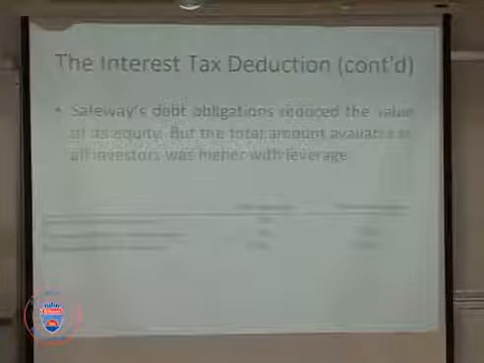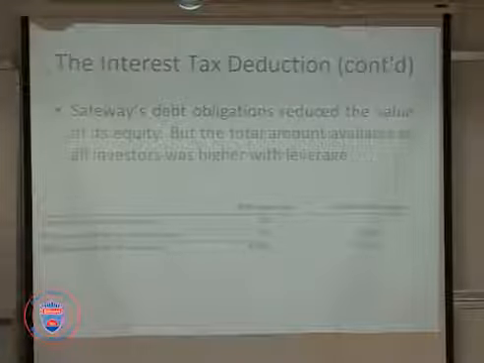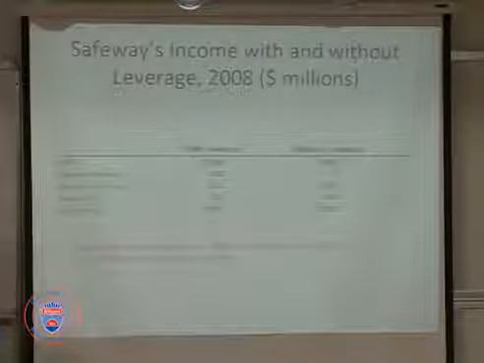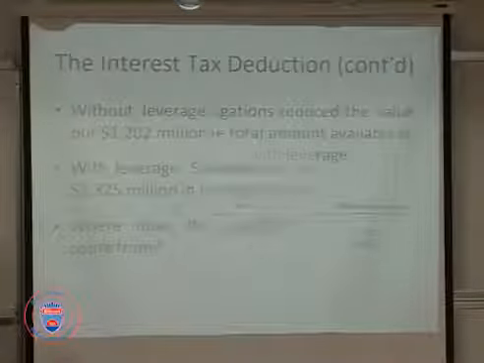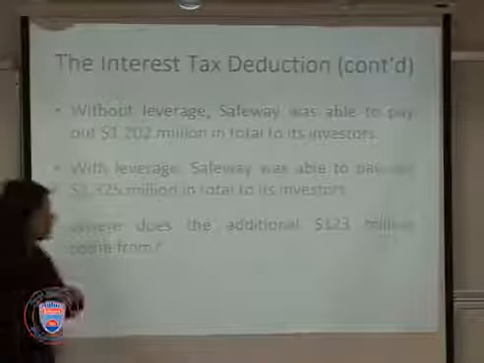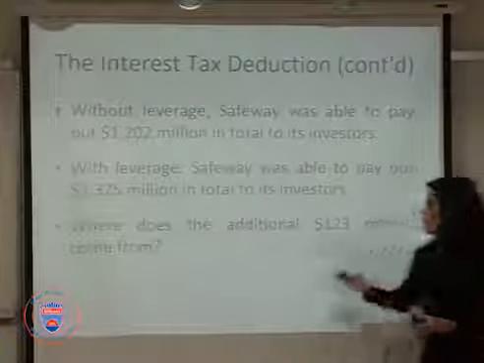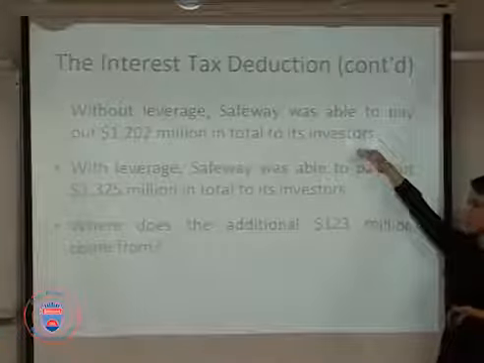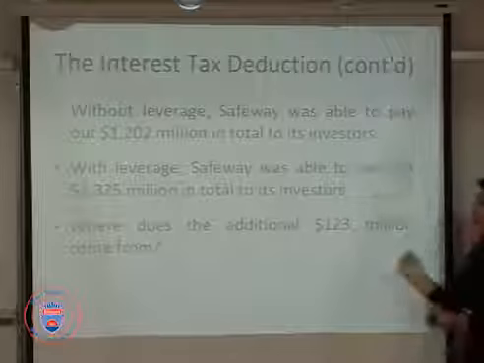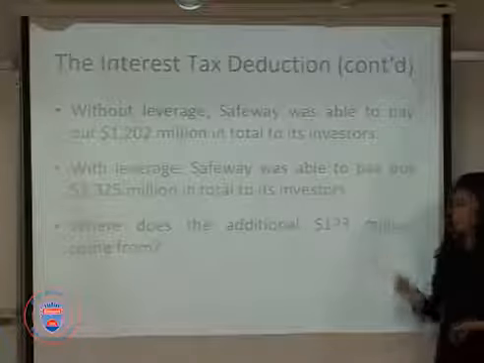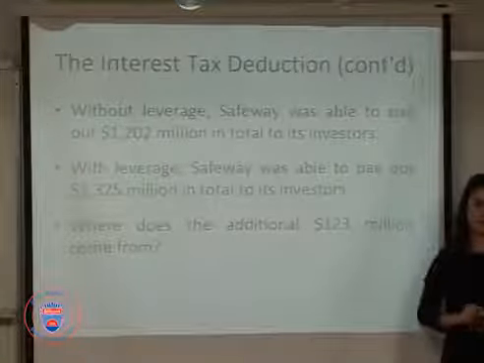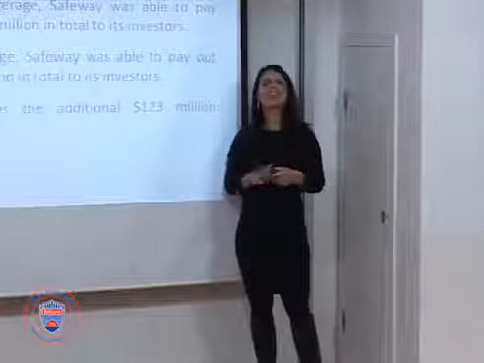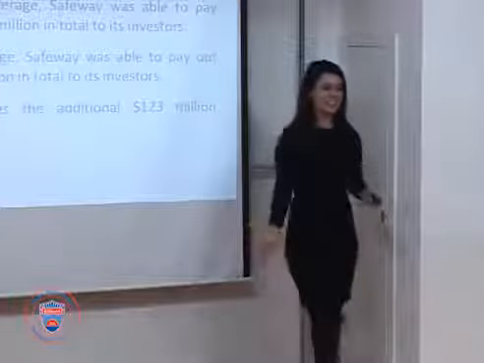Another thing I will point out is the difference between the net incomes. So basically, with leverage, this company paid 1325 to investors. Without leverage, it paid 1202. Look at the difference. There's a difference of $123 million. Where does this come from? Tax. Yes, we're talking about tax. It has to come from tax.